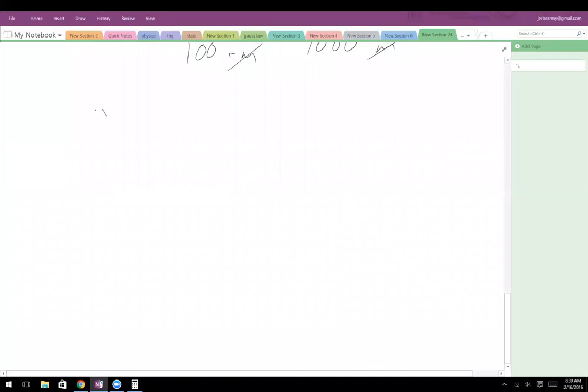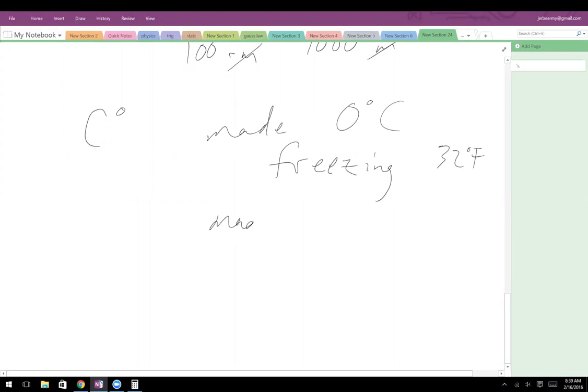Okay, so Celsius is basically made so that, do you happen to know anything about 0 degrees Celsius? Freezing is 32 degrees Fahrenheit. Yeah, that's the freezing point of water, which is 32 degrees Fahrenheit. And it's also made so that 100 degrees Celsius is the boiling point of water. Anybody know what the boiling point of water is in Fahrenheit? You nearly got it.